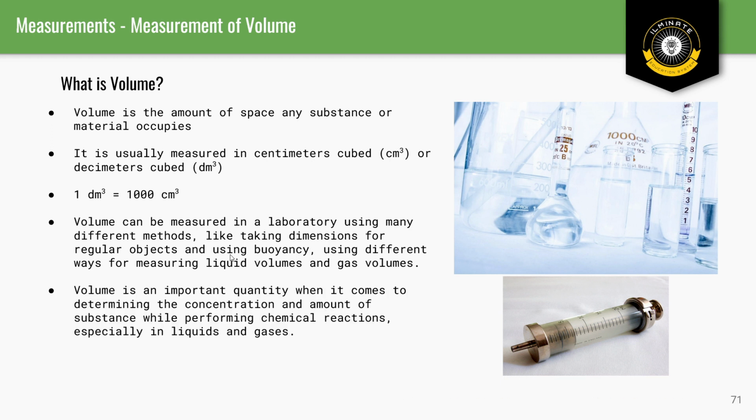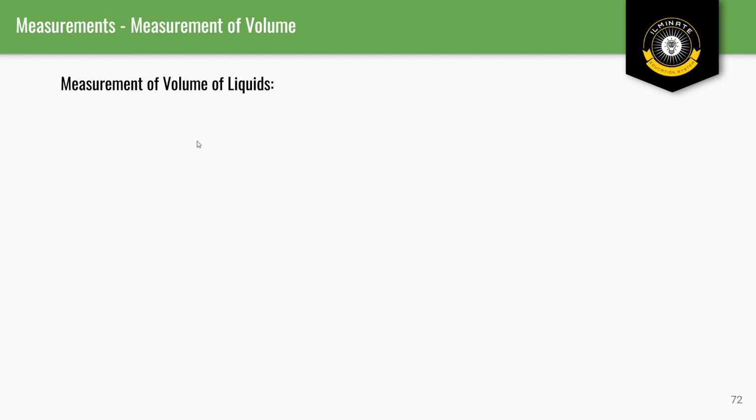So volume is an important quantity when it comes to determining the concentration and amount of substance. Just like we discussed before, mass is also important, and similarly, volume is a quantity that goes hand in hand with mass. Whenever you're measuring mass, you'll also be measuring volume to find out the density or the concentration of the amounts of substance whenever you are performing a chemical reaction, especially in liquids and gases. So the measurement of volume of liquids is done by different apparatus.